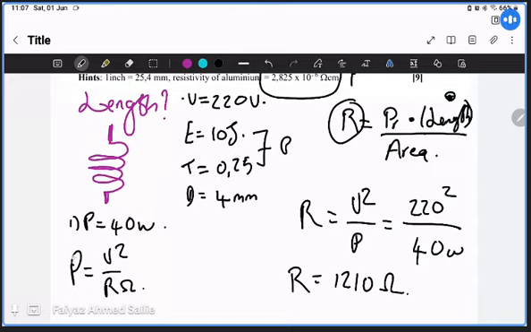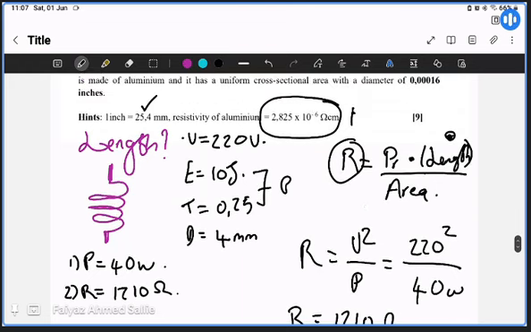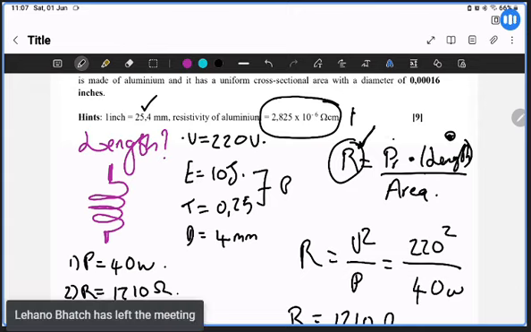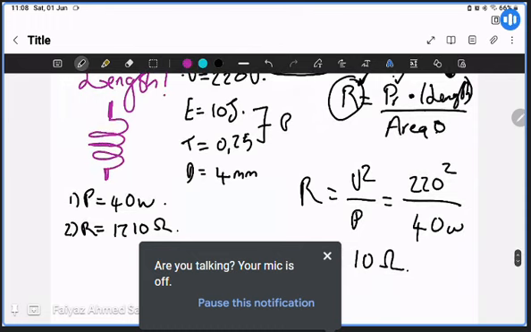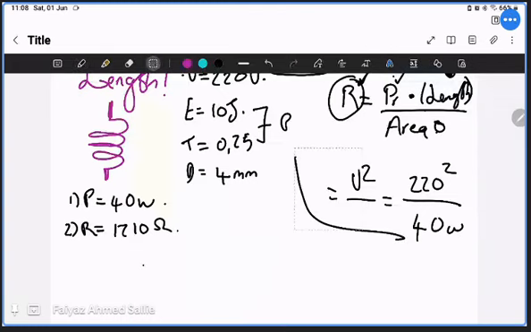So let's remove this. Number 2, our resistor is equal to 110 ohms. So we have the resistor, we have the resistance, we have the resistivity. So we need to find the area, and we all know the area of a circle, right? Sorry.